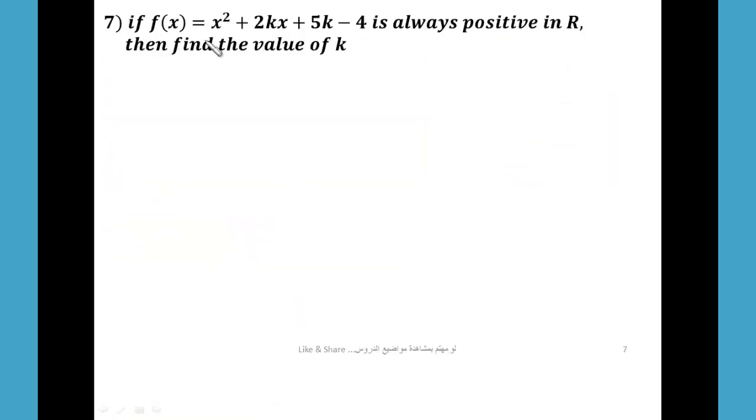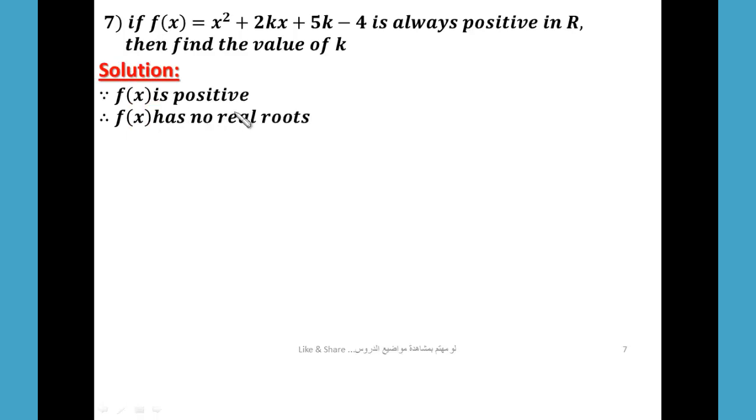If f of x equals x squared plus 2kx plus 5k minus 4 is always positive in R, then find the value of k. Solution. We have f of x is always positive. It means f of x has no real roots.